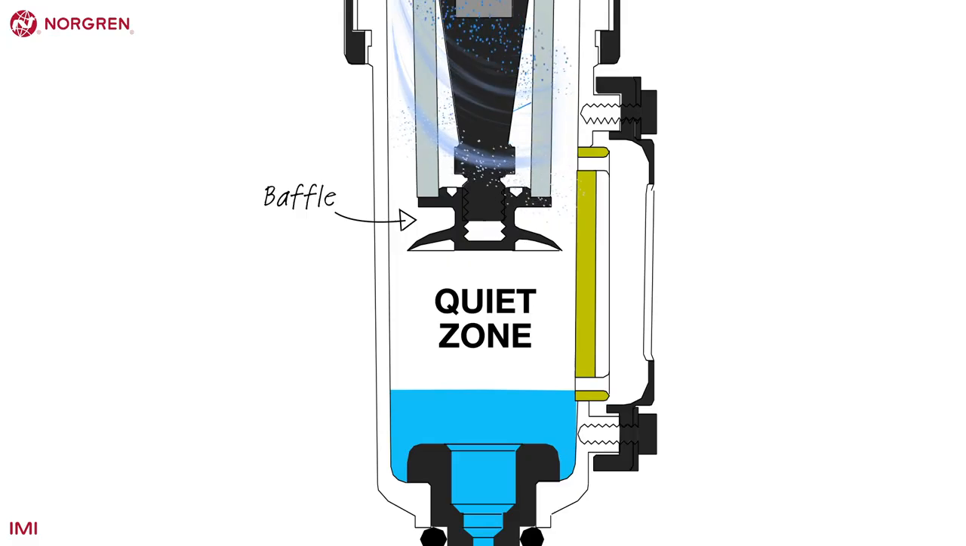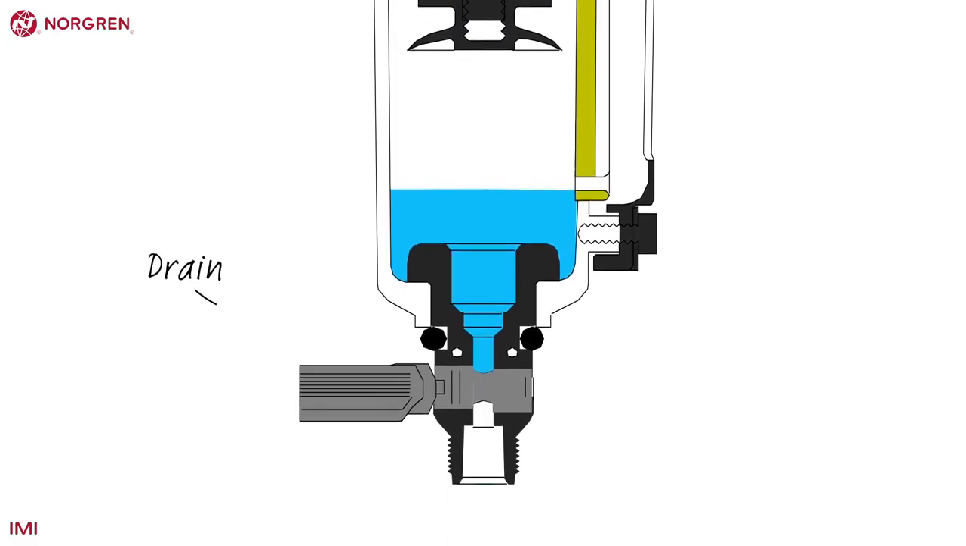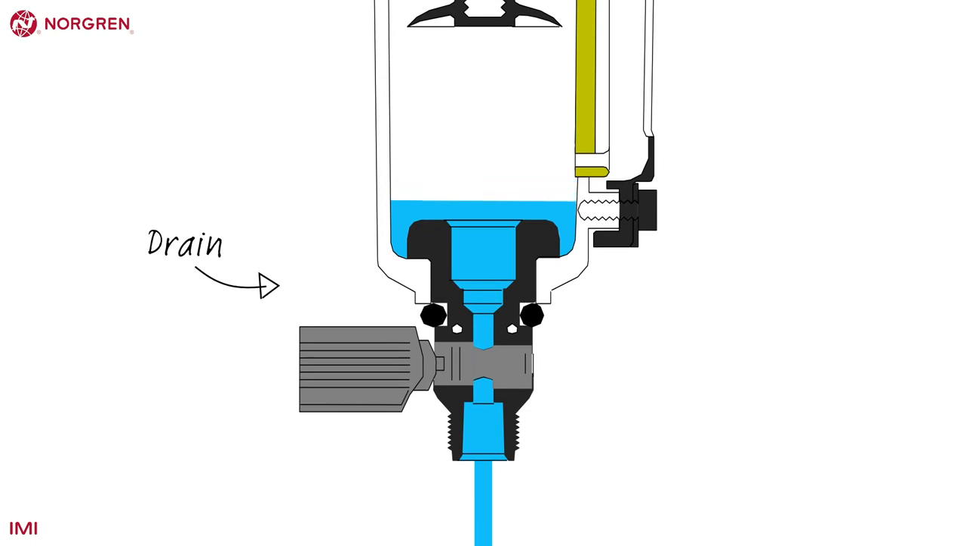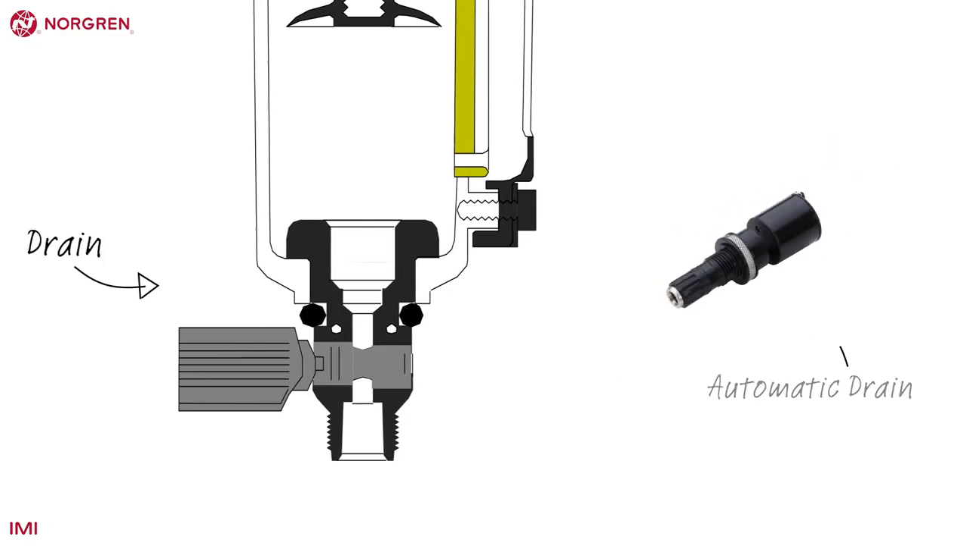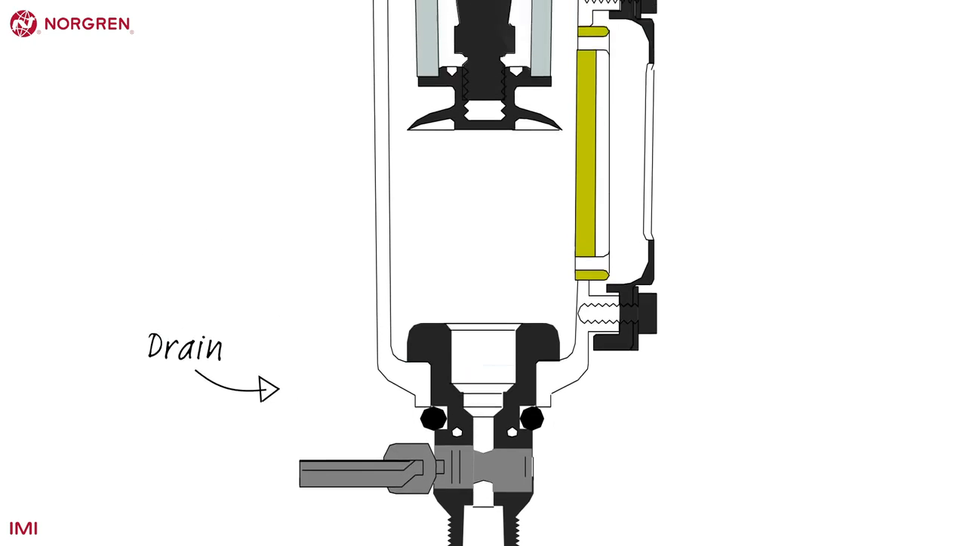This is so the water and particles that have collected here don't re-energize back into the air route. The water that does collect needs to be drained periodically. If the level reaches above the baffle, water will re-enter the airflow. We've used a manual drain in most of our animations to demonstrate the process more clearly, but remember, always lead with an auto drain. We'll cover the reasons later.